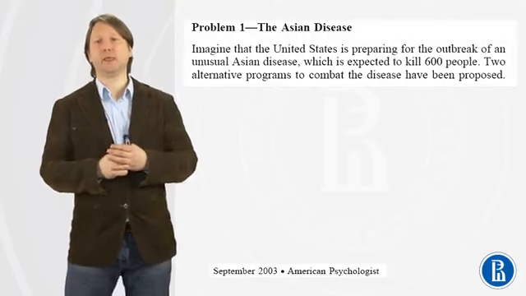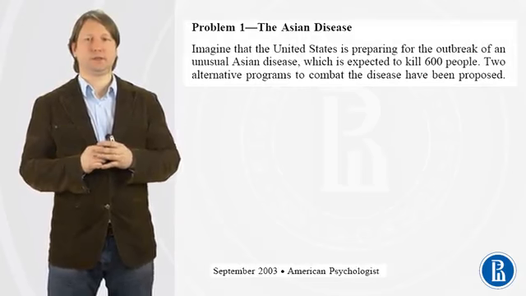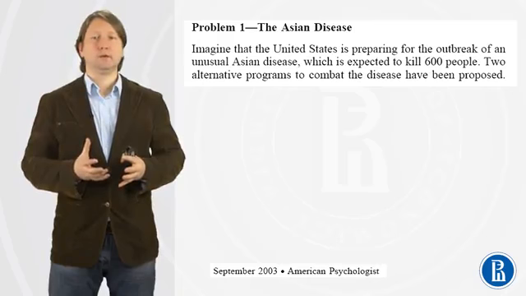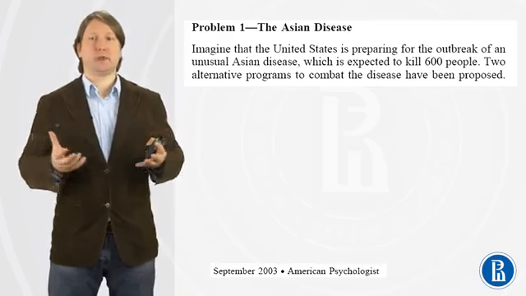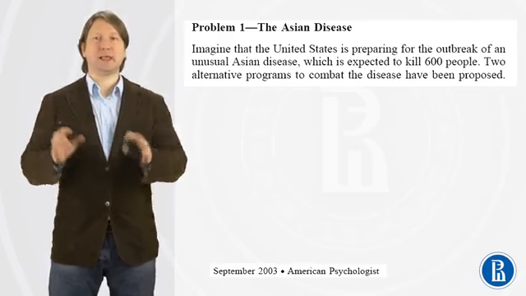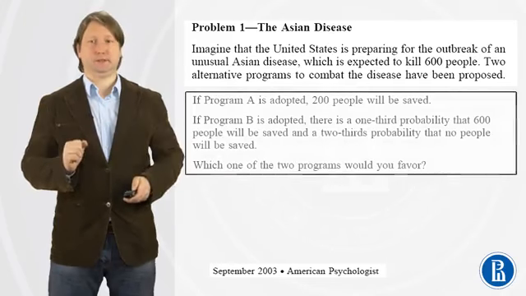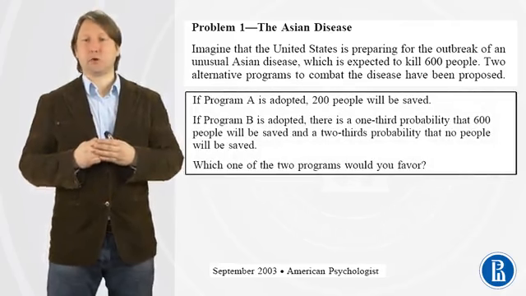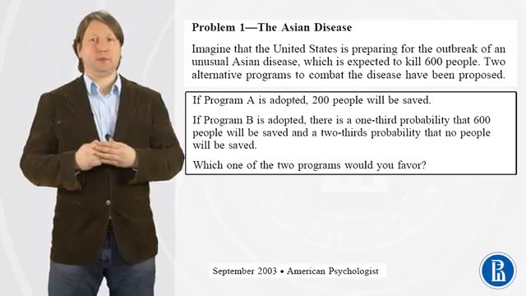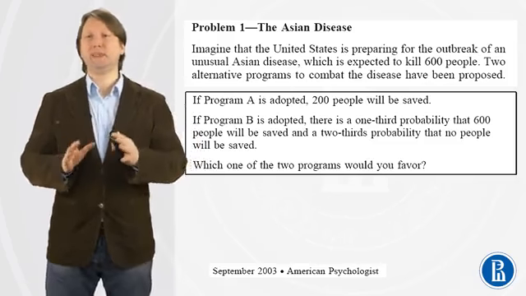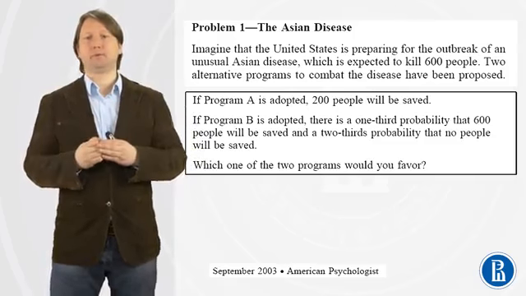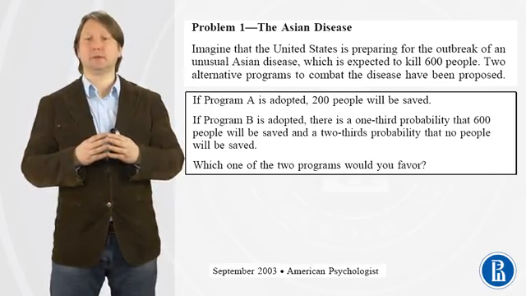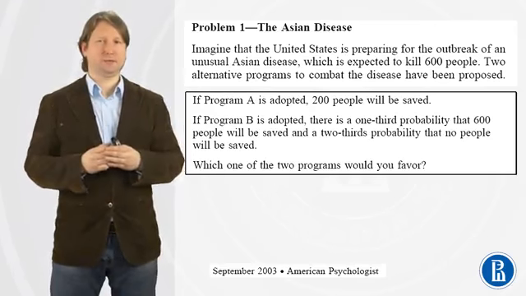Imagine that there is an outbreak of a strange Asian disorder in the United States. This disorder is expected to kill 600 people. Imagine that you are in a special medical committee, and this committee has to select one of the programs to treat this disorder. According to program A, if program A is adopted, 200 people will be saved. If program B is adopted, there is a 1/3 probability that 600 people will be saved and a 2/3 probability that no people will be saved. So which program would you select?